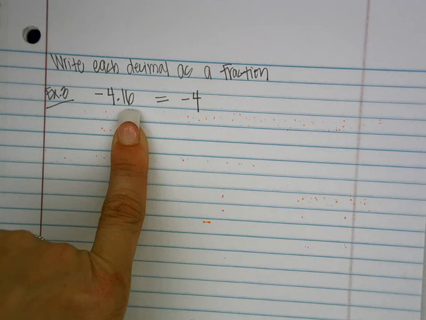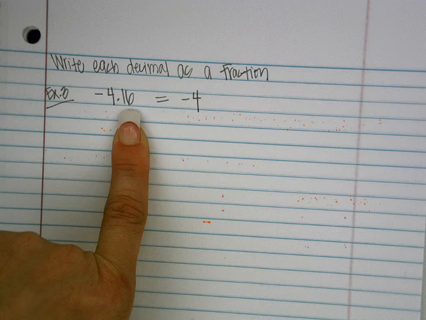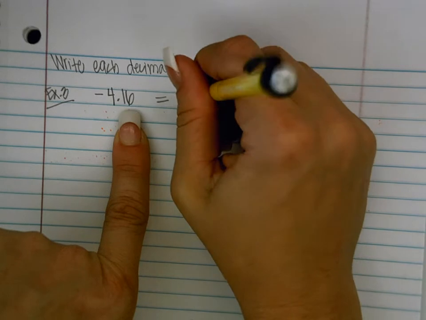Lila? Put the 4 on its own and then put the 16 over 100. Okay. How do you know it's 16 over 100? How come it's not 16 over 10? Nathan? Because of the place it's in. Because of the place values. Okay, so you're right. It is 16 over 100.